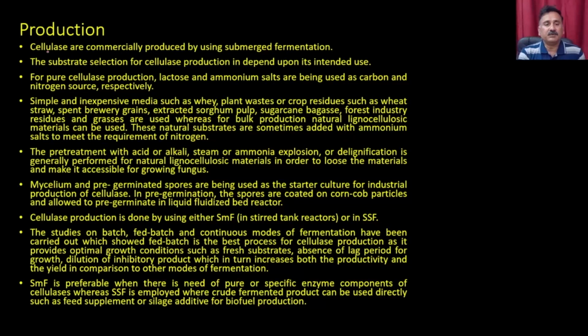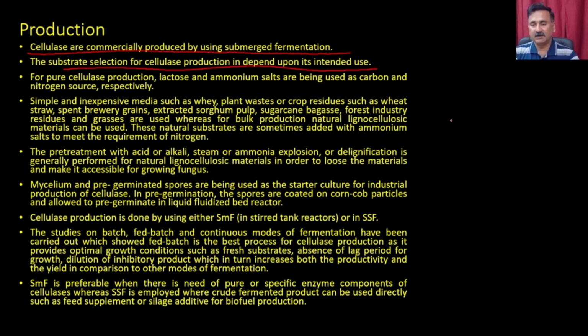How are you going to produce them? Cellulases are commercially produced by many submerged fermentation techniques. The substrate selection for cellulase production depends upon its intended use. For pure cellulase production, lactose and ammonium salts are used as the carbon and nitrogen source respectively. These are the details of how you can produce cellulase in submerged fermentations.